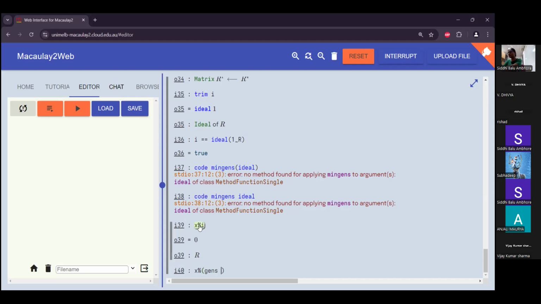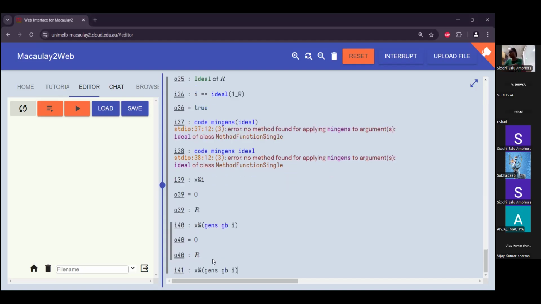In general you can also do x divided by I. This is not divided by, this is actually the remainder when x is divided by I. So what I do is I take x, divide x by every element from the generators of I, and check what my remainder is. That's how we get it. It also works with just GBI. I'm just showing you multiple ways.